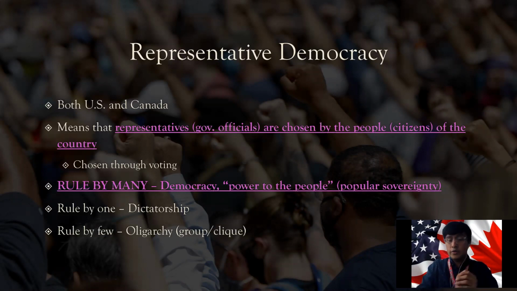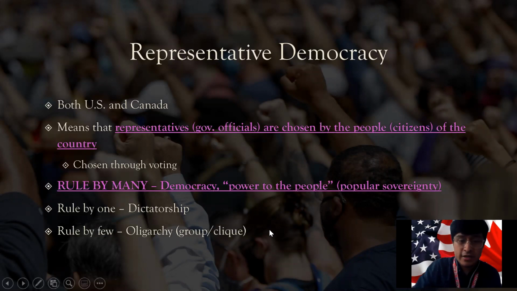Now, again, if you were in class today in person, I really harped on this: rule by many. This is the key word for a democracy. Not rule by one, so not a dictatorship, and not rule by a few or a small group or clique. That would be an oligarchy. So it is not either of these two.